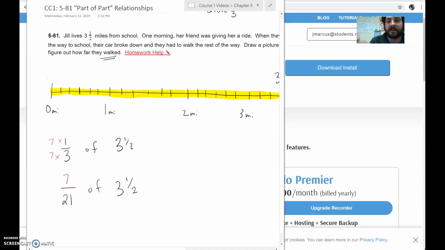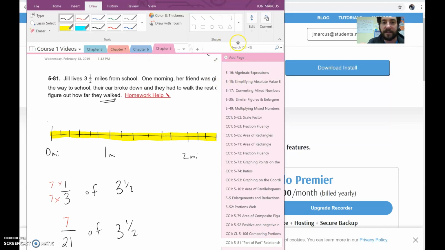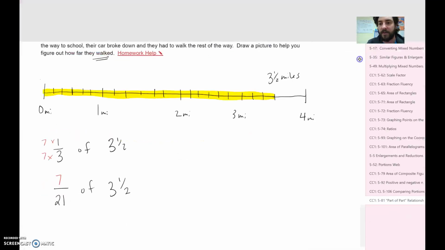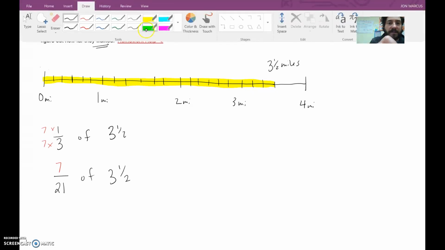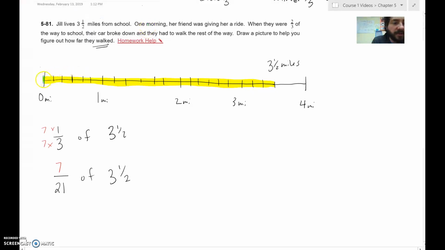So here, let's just get 7. There we go. So let's get the green out, and let's shade 7 of these parts. So 1, 2, 3, 4, 5, 6. That's a mile. 7. So here is the part that they walked. They had to walk 1 mile and 1/6. So they had to walk 1 full mile. And then how much of a second mile? How much of mile 2 did they walk?